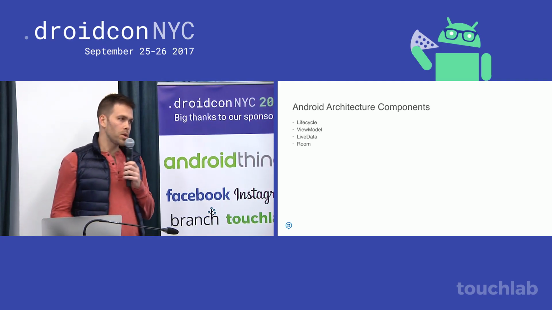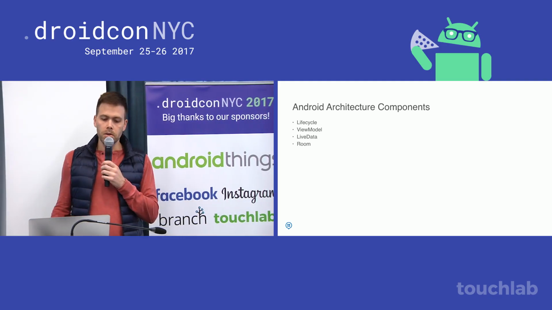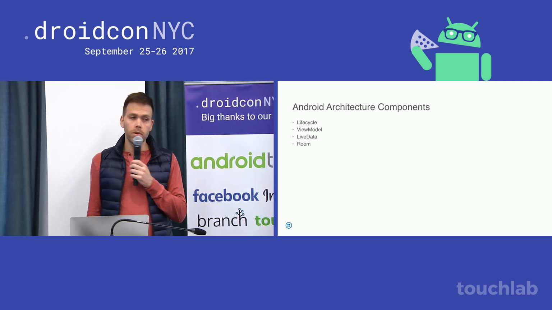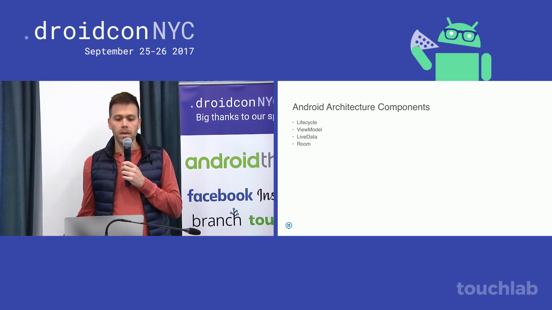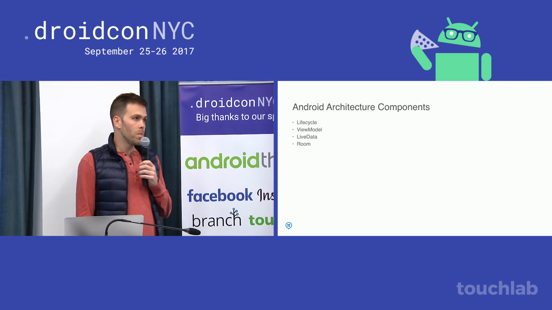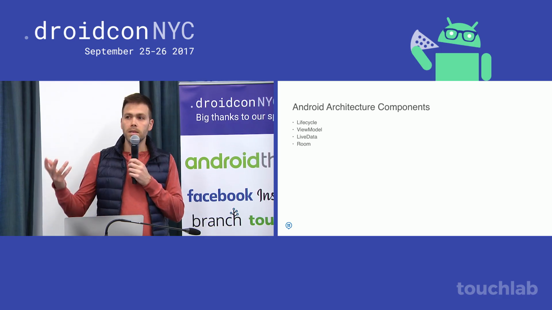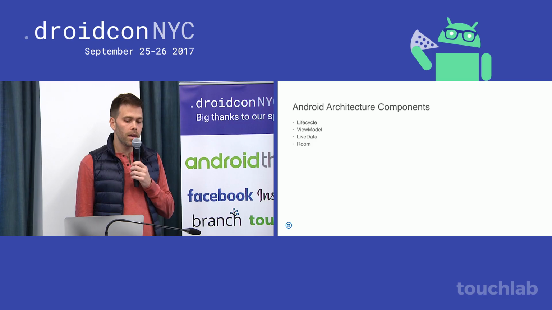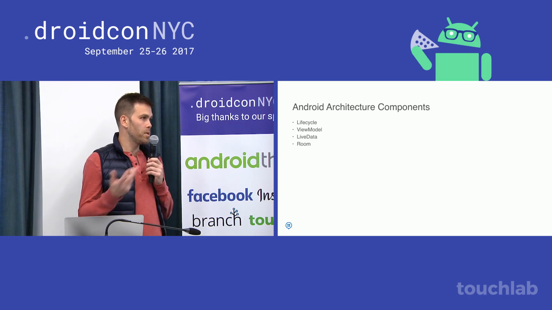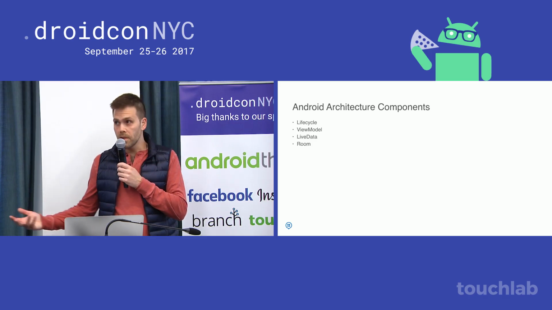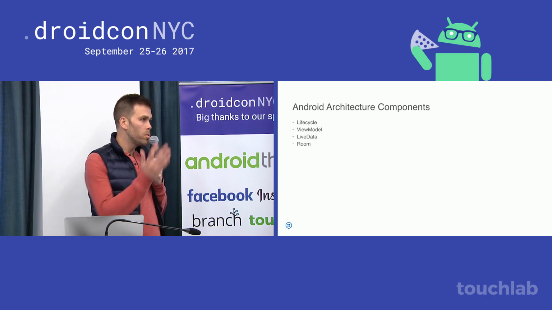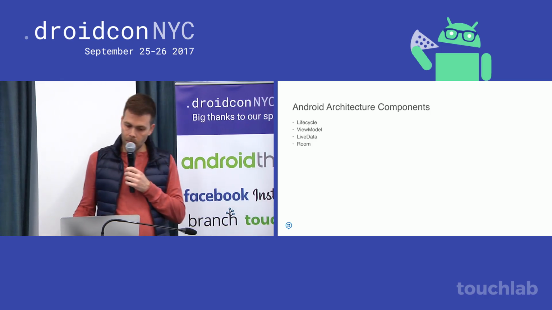And so just as a quick recap, Lifecycle introduces the ideas of lifecycle owners and observers, as well as events and states. ViewModel is all about helping you maintain the state of your app on configuration change. LiveData is the observable wrapper class for your data models that is also lifecycle aware. And then finally, Room is the SQLite abstraction layer.